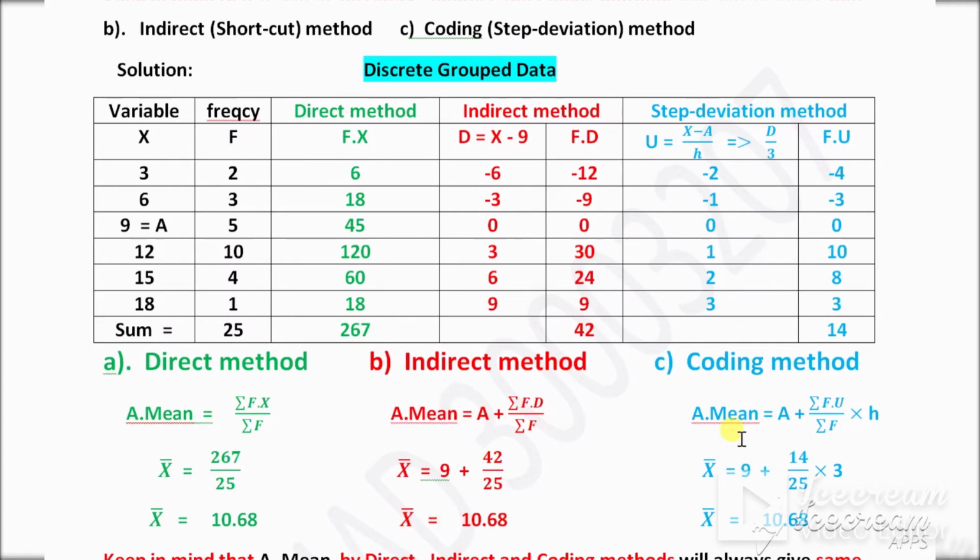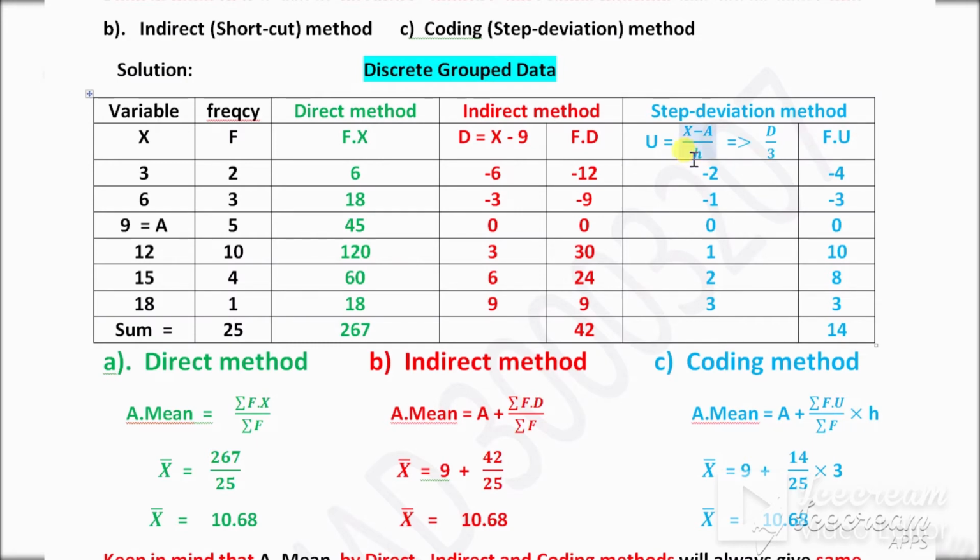Now the coding method. For the coding method, first consider the formula, then you will construct the two columns. The formula for the coding method is a plus summation fu divided by summation f, multiplied by h. So for this formula we have to find u. First find u. U is equal to x minus a over h. So x minus a is d. X minus a is always used for d. We did this x minus a already. Just divide by h. So this is d, and d divided by 3.